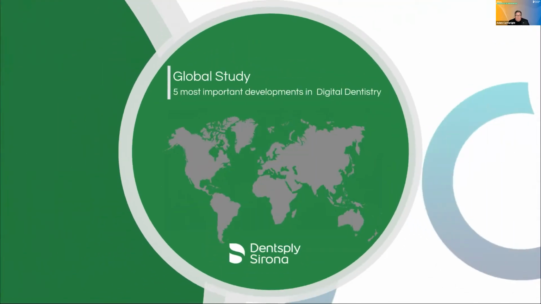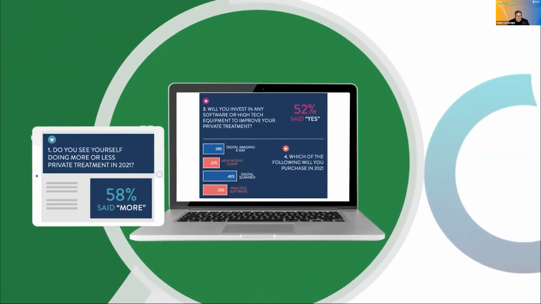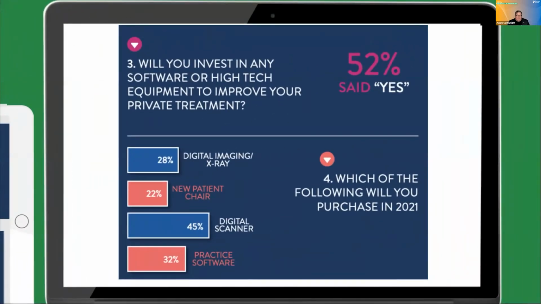Now, that was via our global study, but if we also start to think about things more locally, then we can look at a study carried out by Private Dentistry UK. Now, they mirrored a similar sort of set of findings, and what they found was that 58% of dentists who completed their survey in the UK said they can see themselves carrying out more private treatment in 2021. Now, it also then comes as no surprise that based on that, 52% intend to invest in some kind of high-tech equipment during the next year to help them deliver that increase in private treatments.